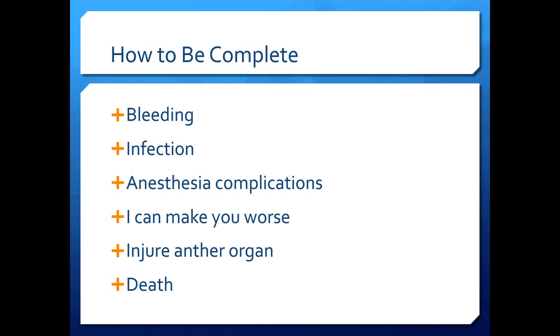These 6 things I actually write on everything that I do. If I'm doing a hemorrhoidectomy, if I'm doing a total colectomy, if I'm doing a liver resection, these are the things I write. These are the things that can happen to you anytime you do surgery. Bleeding, infection, anesthesia complications. I can make you worse because there is a lot of rare complications out there that I would not have predicted, that I've never seen, that I made the patient worse. I can injure another organ, or obviously death.